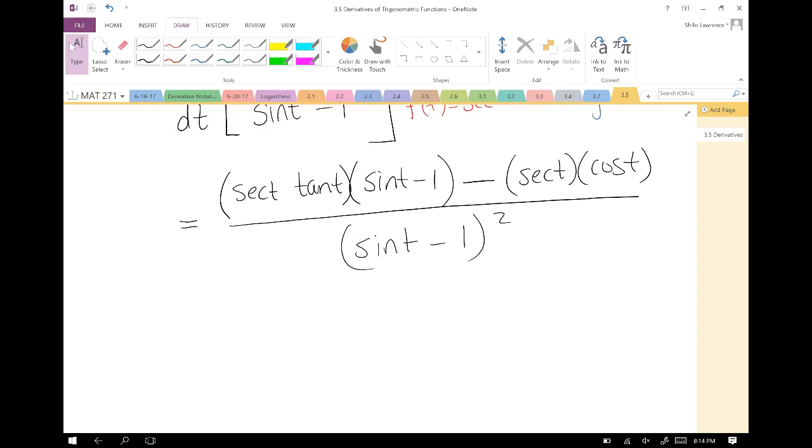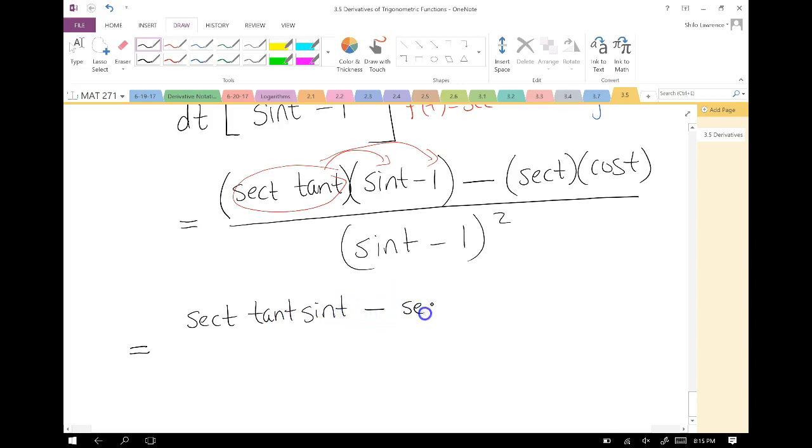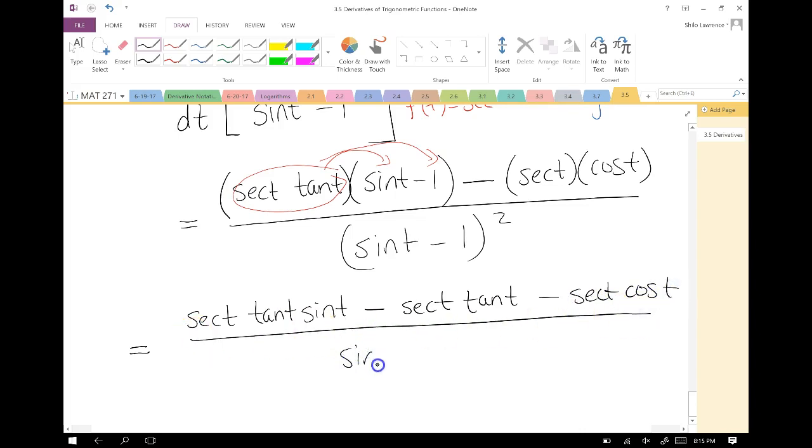And we'll try to clean up that numerator a little bit so this stuff can get distributed. That is secant t, tan t, sine t, minus secant t, tan t, minus secant t, cosine t. Don't multiply out the bottom. I would always just leave that as g squared. And there are actually a few things we can do in the top to fix that.